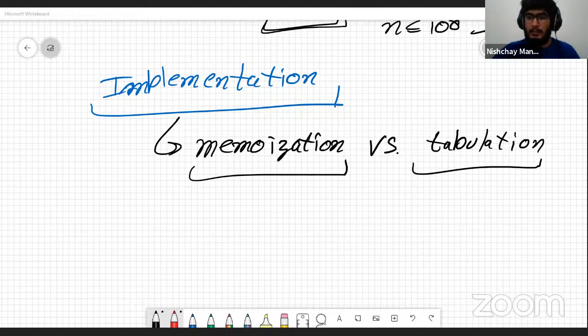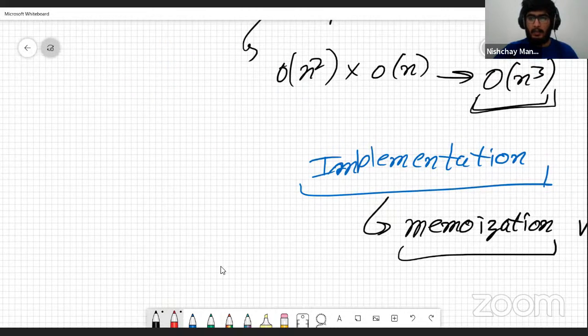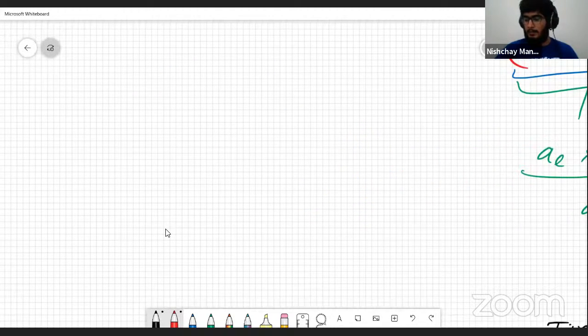Let me look at the doubts first. Couldn't understand the merging part. The merging part is basically, let me go back to the merging. Let me write, yeah, here's the merging part, right?